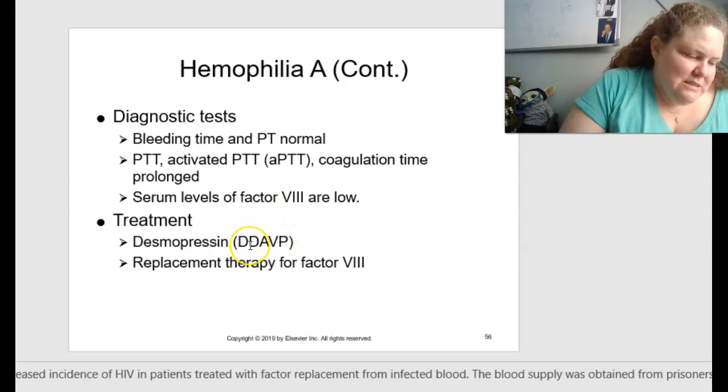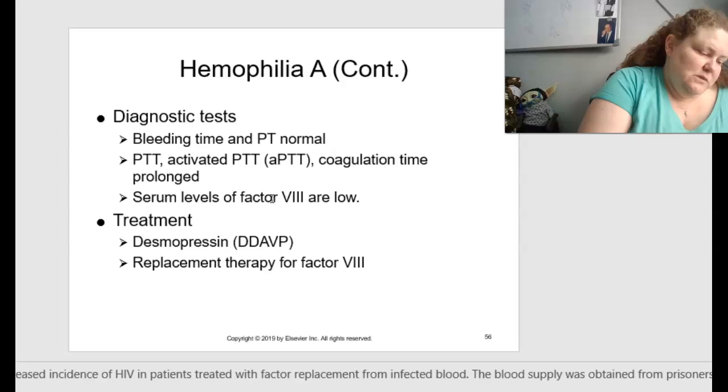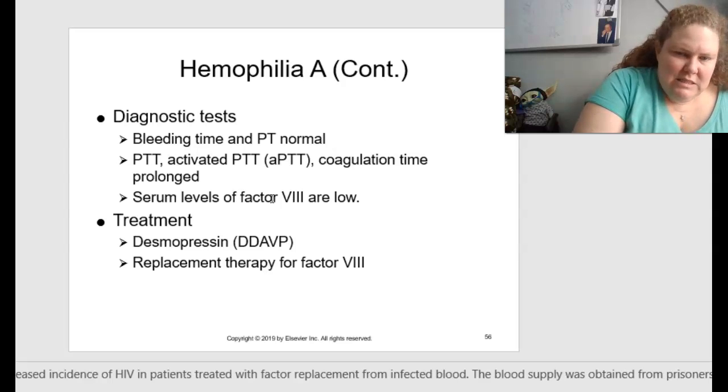How do we treat this? Well, we, of course, are cautious, and treatment with desmopressin, which is DDAVP, may raise the clotting factors in some patients. The drug stimulates the endothelium lining of the blood cells to release the stored factor 8. And replacement therapy for factor 8 is also available for IV administration, and it's especially useful before surgery or dental procedures.